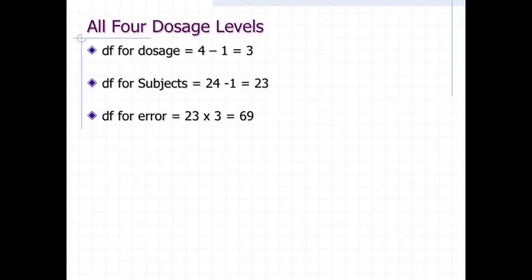Now consider the analysis when all 4 doses are included. With 4 dosage levels, the degrees of freedom for dosage is 3. Since the error is the subjects by dosage interaction, the degrees of freedom for error is the degrees of freedom for subjects, 23, times the degrees of freedom for dosage, 3, and is equal to 69.